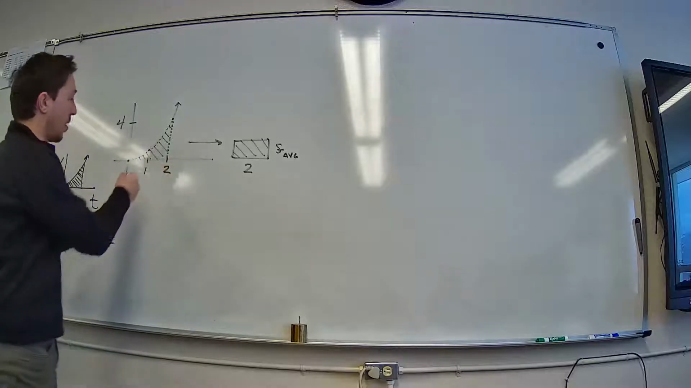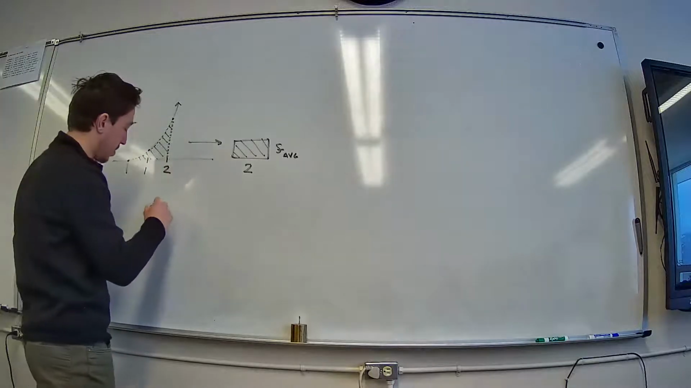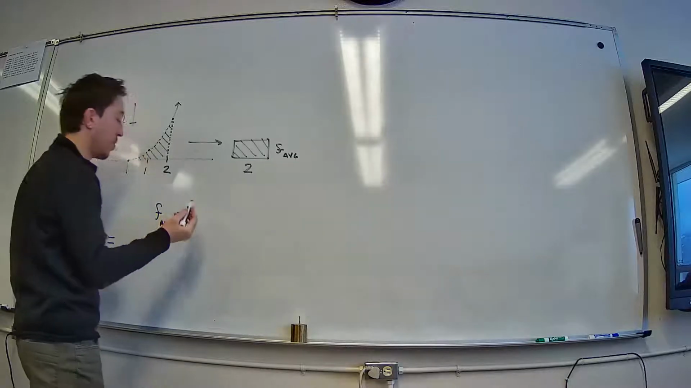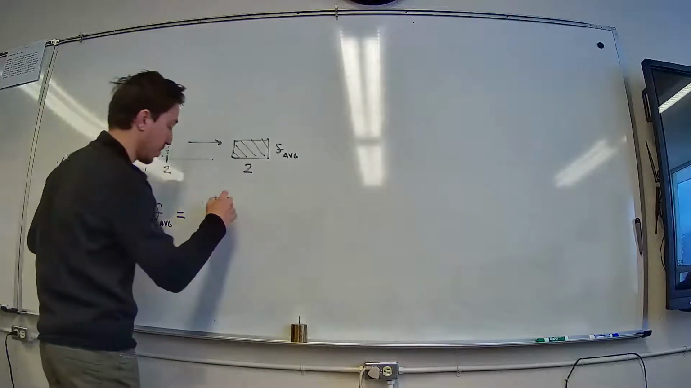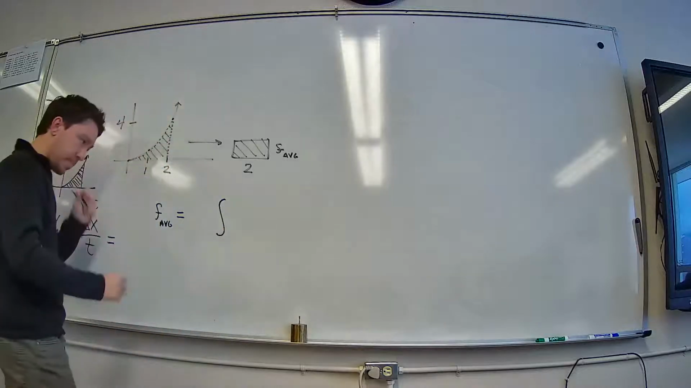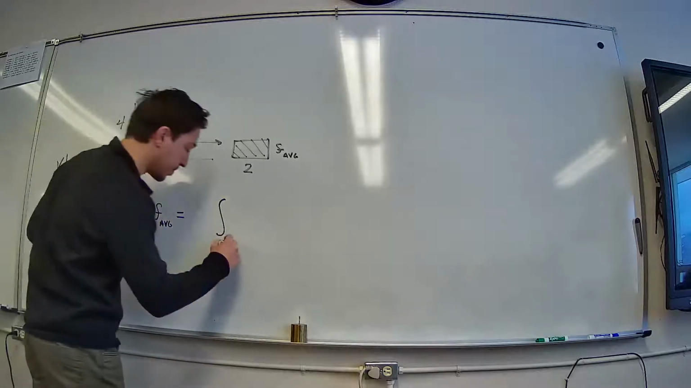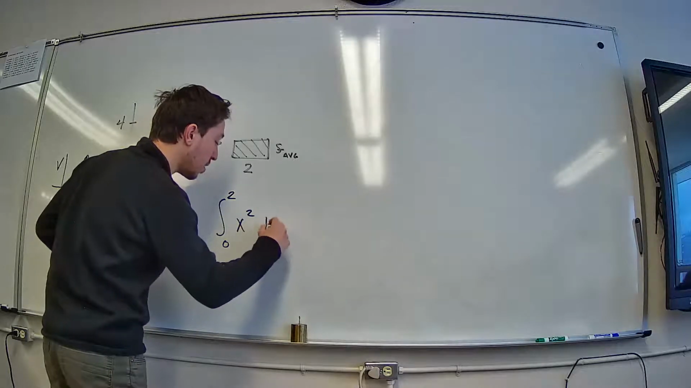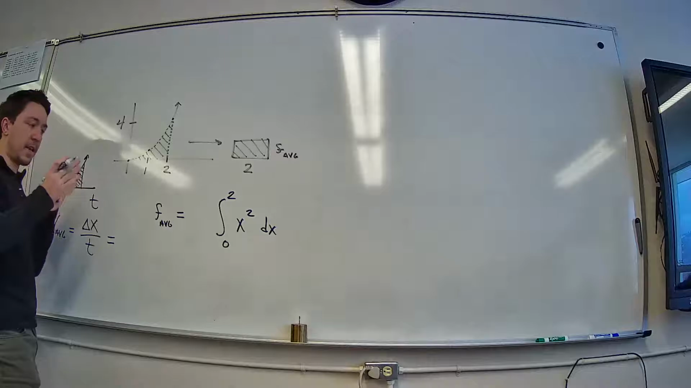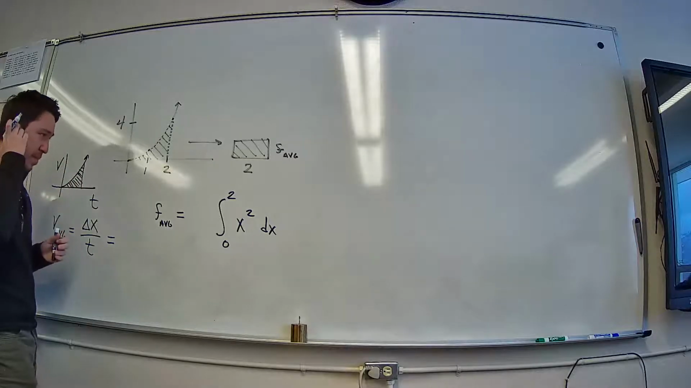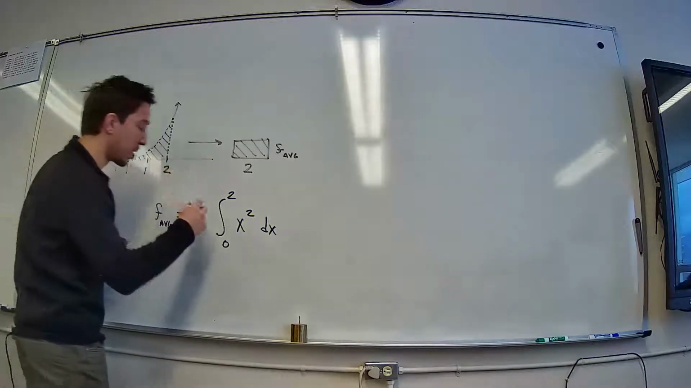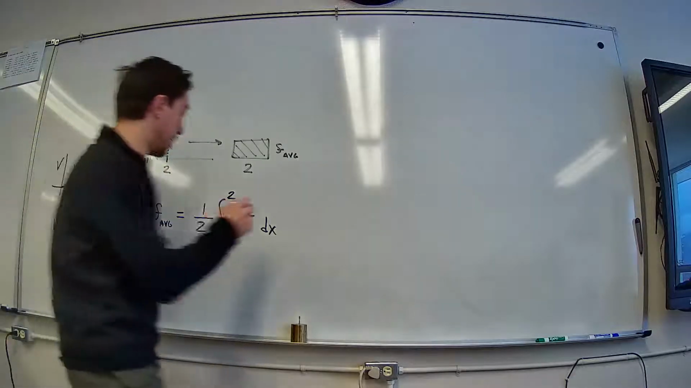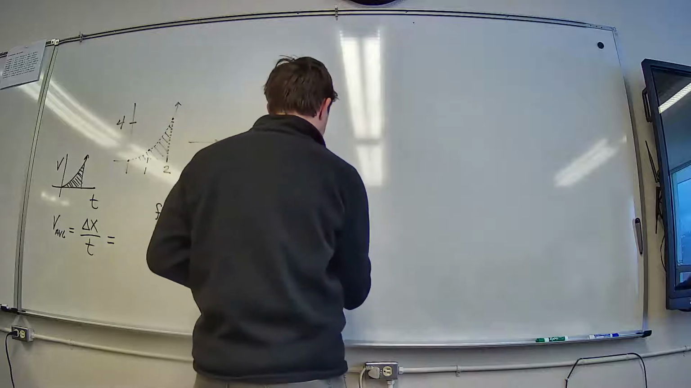All right, anyway, let's get to the answer. The average value of the function would be the integral of the function from 0 to 2. And once I have that area, what would I divide it by? 2. Divide it by 2. Like that. So, let's see what we get.